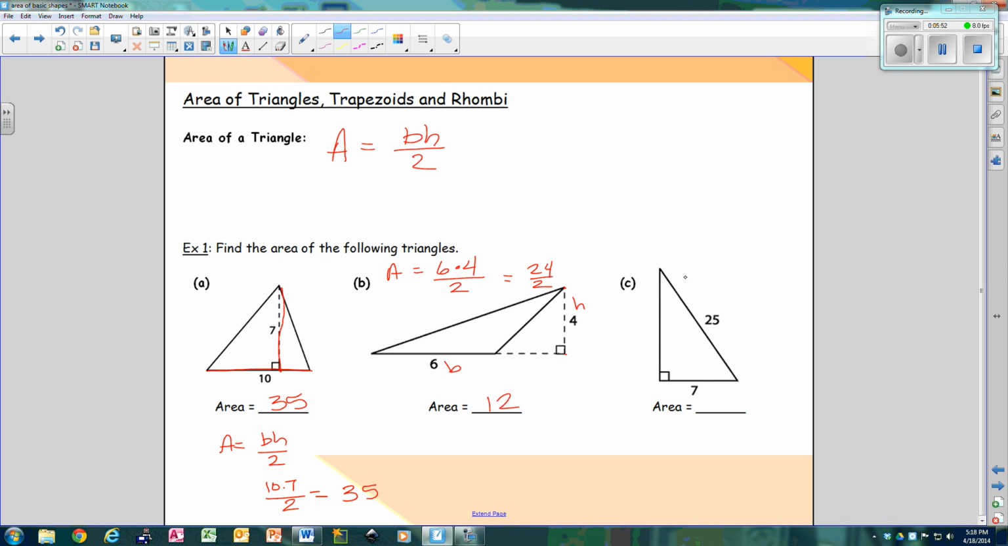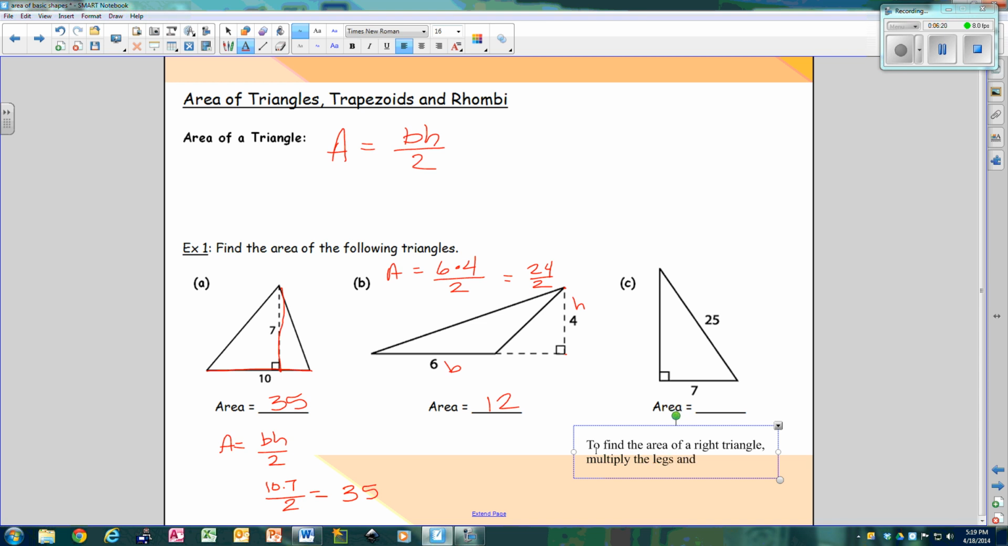In this one, if you'll remember that I've told you before, when you have a right triangle, I'm going to tuck this in right here. To find the area of a right triangle, and this is for every single right triangle from now until the end of your life, to find the area of a right triangle, comma, multiply the legs and divide, if I could spell, by 2. That is all you have to do.